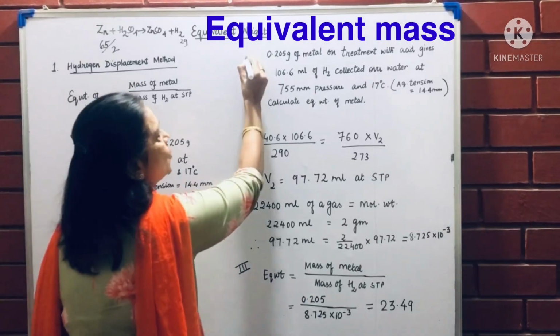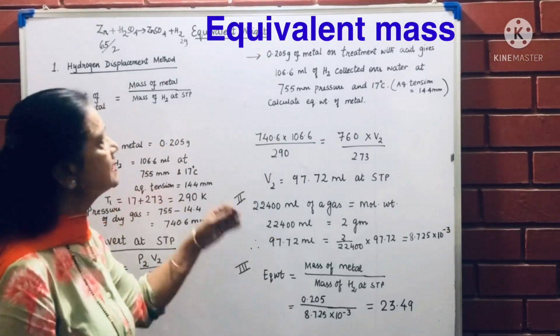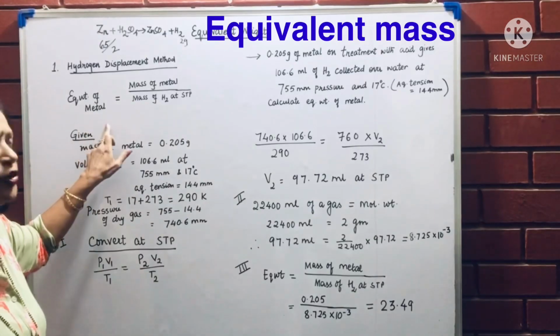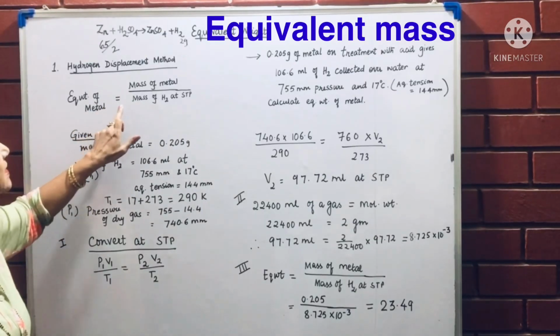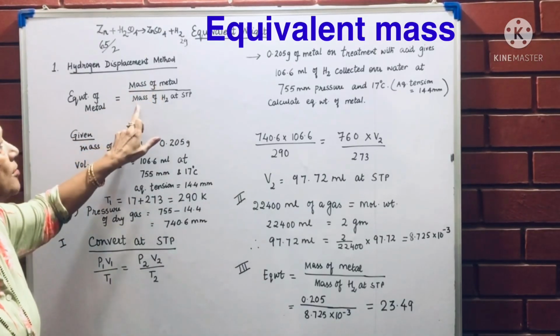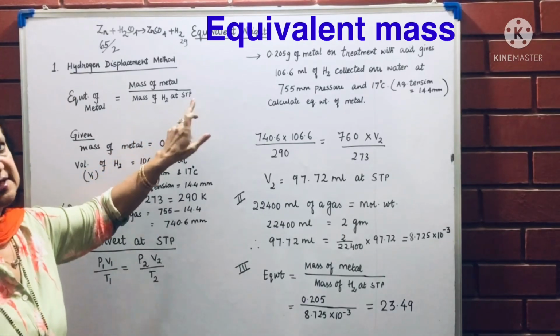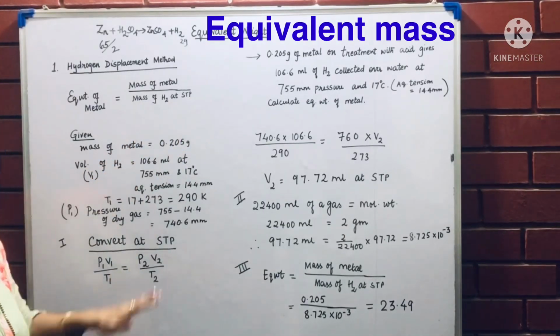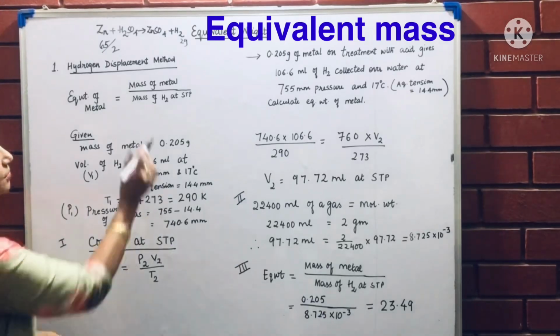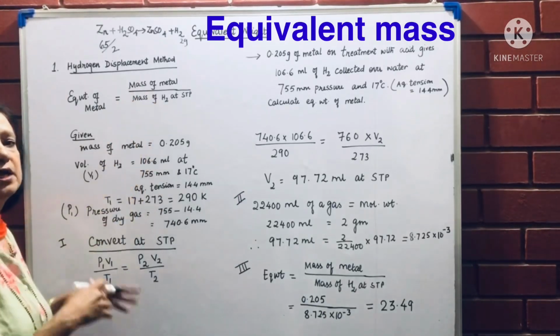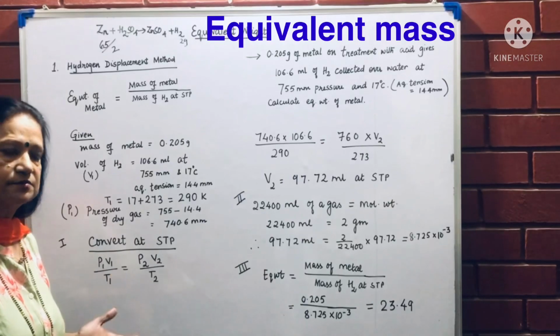Now look at the question. The formula that I'm going to use is: equivalent weight of metal is equal to mass of metal upon mass of hydrogen at STP. You know what is STP? Standard temperature and pressure. Both these things are present in terms of grams, that is in terms of mass.